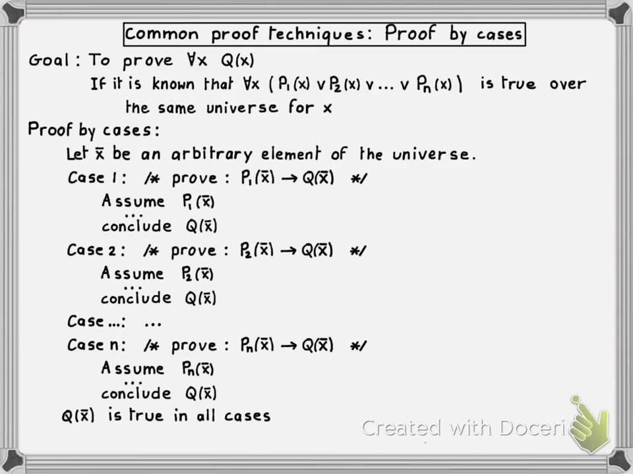And one more step that you should never forget is to generalize from x bar to the whole set of the elements in the universe using universal generalization. And this is how you prove that for all x, q of x holds if you're using a proof by cases.